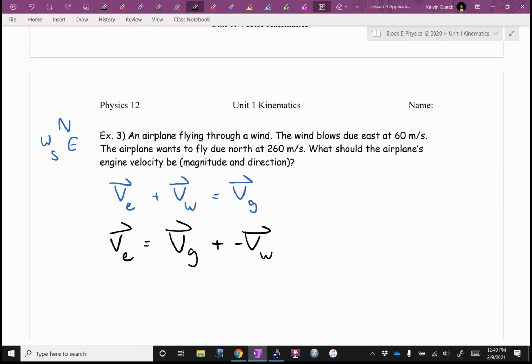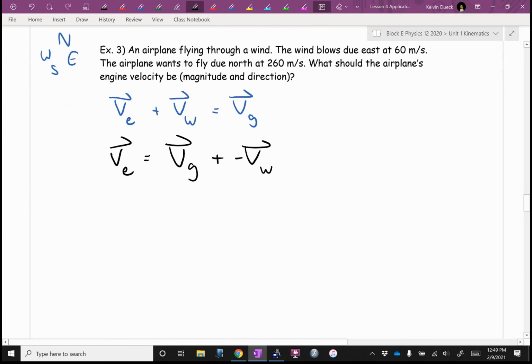What was V ground, magnitude and direction? You have to do a little deciphering and thinking, I know. First of all, is it the 60? Why? What's the 60? So, keep reading. Direction? It's got to be this. What was the wind magnitude and direction as the question gave it to me? Read it to me, please. What would negative wind be? 60 meters per second?